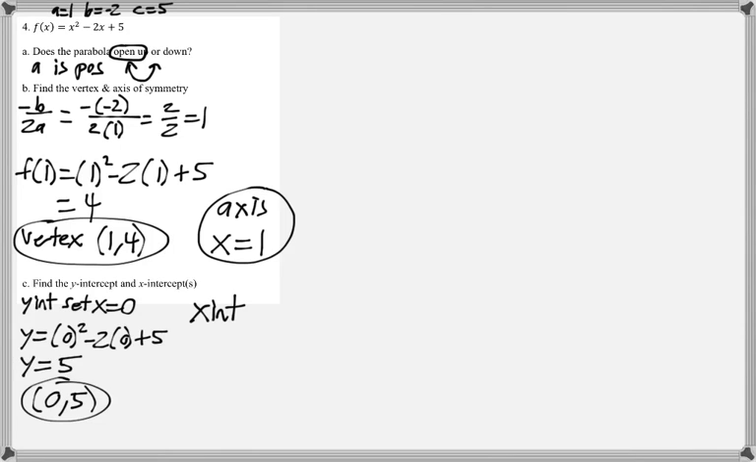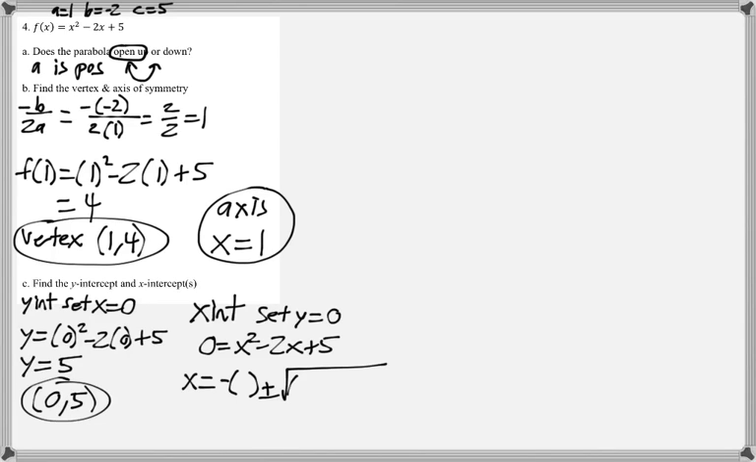The x-intercept, I want to set y equal to 0. So I'm going to do 0 is equal to x squared minus 2x plus 5. And I want to do the quadratic formula on this. You could try to do factoring if you wanted to. It's possible that it won't work, because factoring doesn't always work. But the quadratic formula will always give us a number. So I'm going to plug in my values.